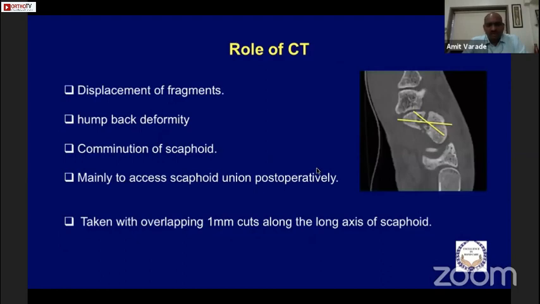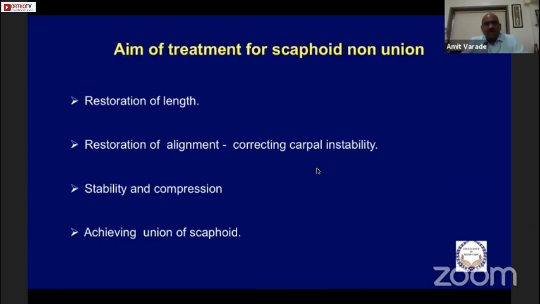CT scan is mainly to see displacement of the fragment, humpback deformity, and comminution of the scaphoid. And whenever we treat these patients, our aim should be restoration of the length, restoration of the alignment by correcting carpal instability, to achieve stability and compression, and ultimately to achieve union of the scaphoid.